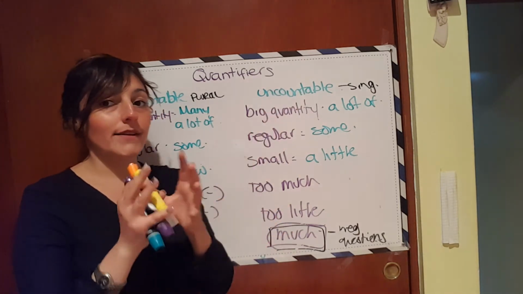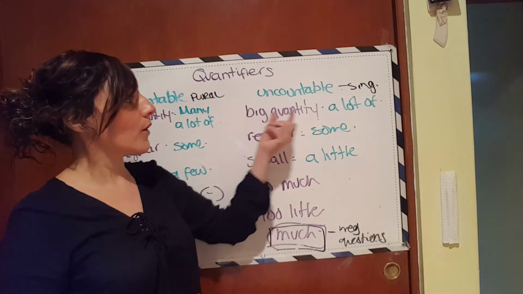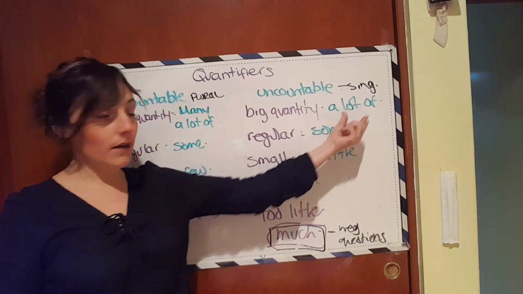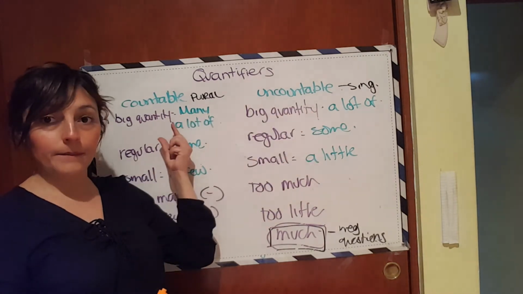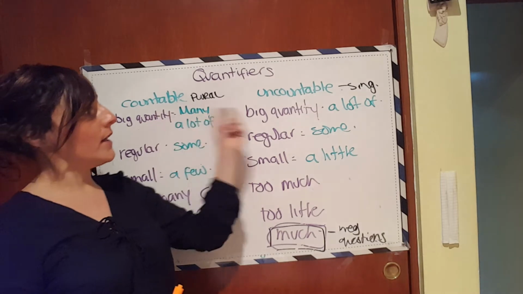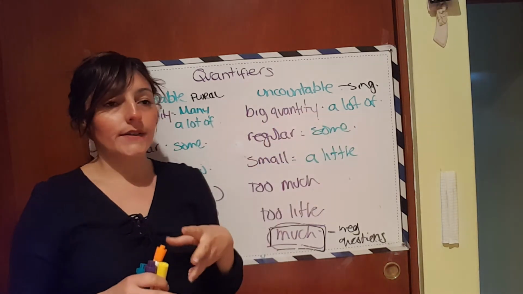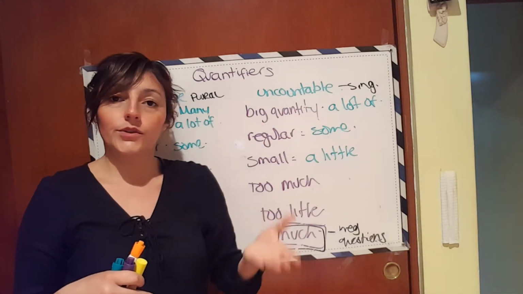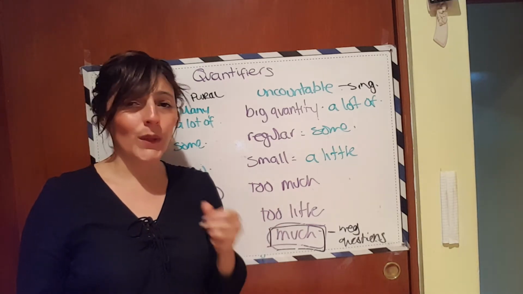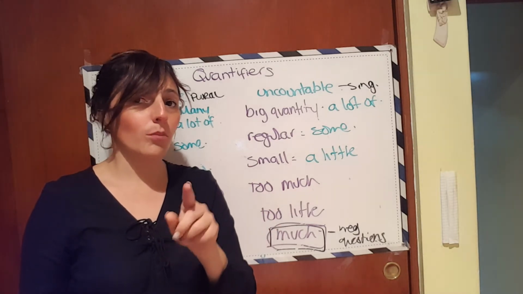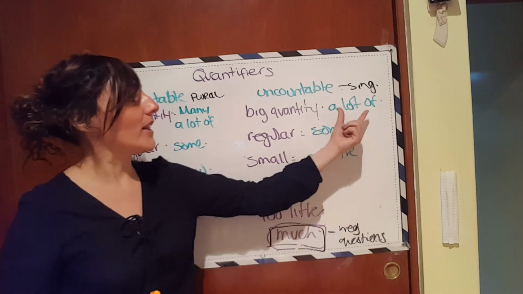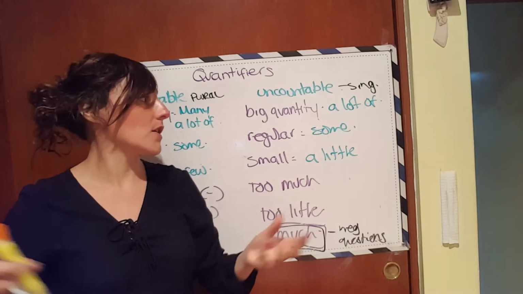In order to express a big amount, we are going to use a lot of. So as you can see, a lot of is used for both of them. But many is only for countable, okay? So a lot of, for example, I normally drink a lot of water. Yes? Well, actually, I normally drink a lot of pulque because I like pulque, but that is another story, okay? So a lot of is for a big quantity, sorry.